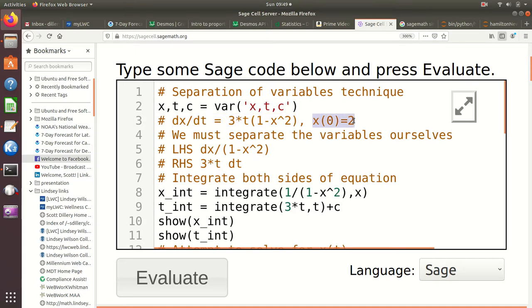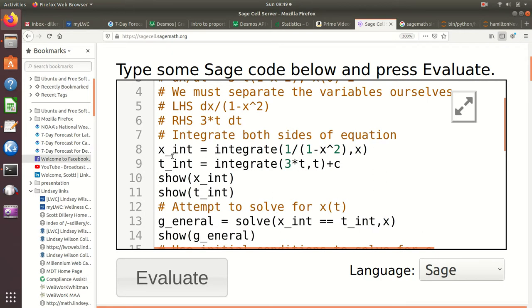Now here are the initial conditions. But I can separate those variables into a left-hand side, which is dx over 1 minus x squared. I can get the right-hand side as 3t dt, and then I can do as before, integrate both sides, and I have my x-integral and my t-integral, where in the t-integral I add the arbitrary constant. I integrate both sides, and I'll show those.